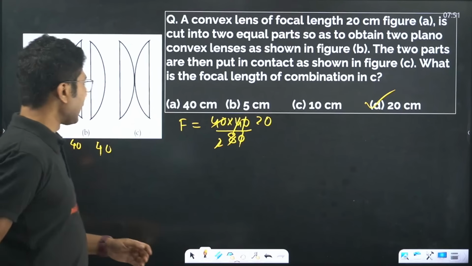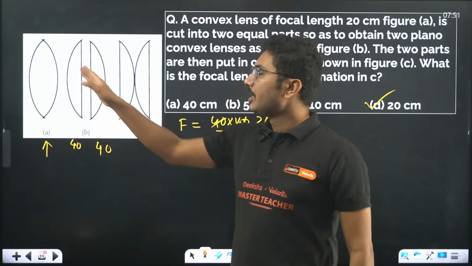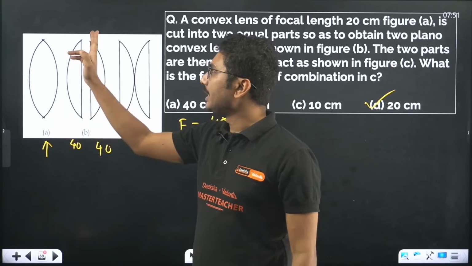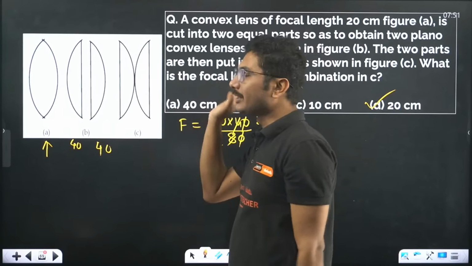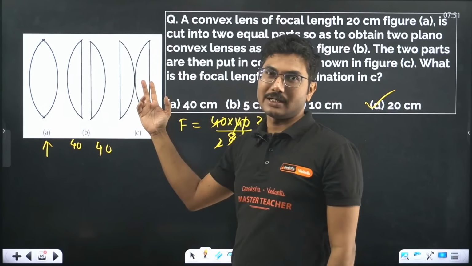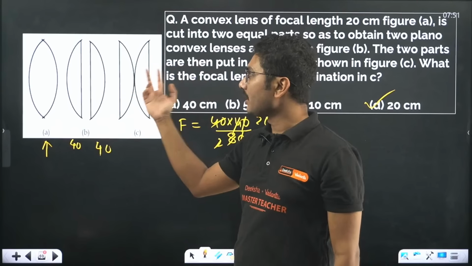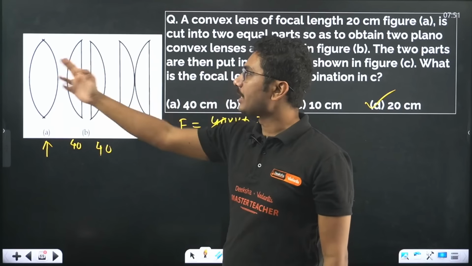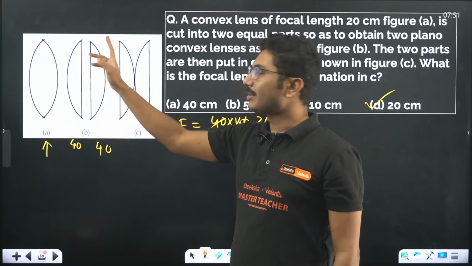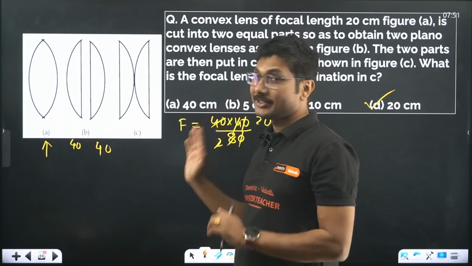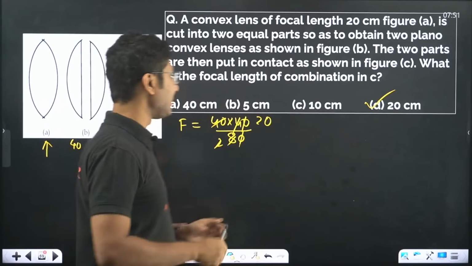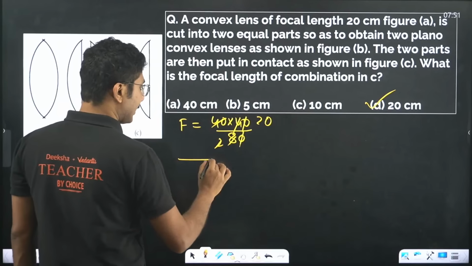Now here is a funny question. You have a lens, you cut it from the center and then you merge it like this. What will happen? Nothing will happen. This will still behave as a convex lens, and it will have the exact same focal length as the original one. If you cut the lens and rearrange it, the focal length does not change and the nature of the lens does not change. It might be happening for a convex lens or a concave lens.